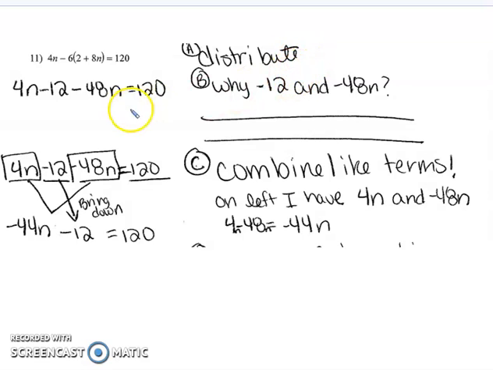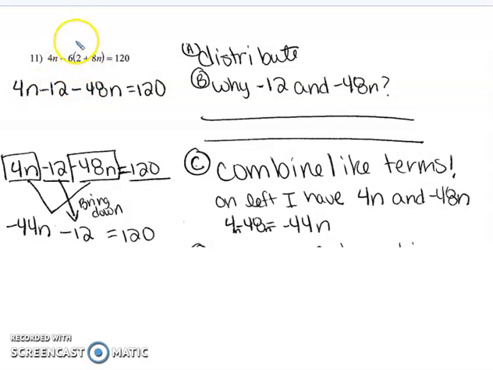Part A, I distributed. Why is it negative 12 and negative 48? Every time I see these problems, somebody comes to me and they say, I did something wrong. And every time it's a plus 12 or a plus 48. Why is it not a plus 12 and not a plus 48? Emma.